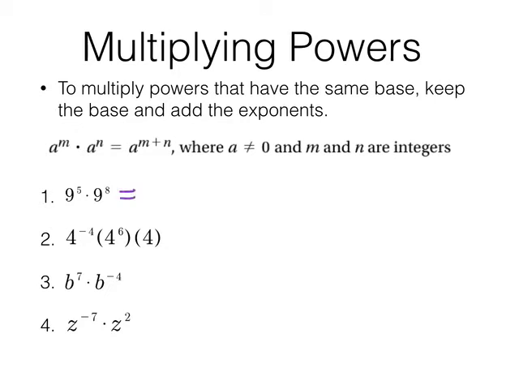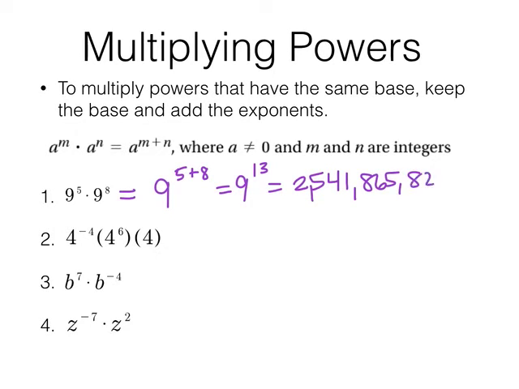So for this first one, we're going to keep the base. So you keep the 9, you add the exponents. 5 plus 8 is 13, and that's 9 to the 13th power. Now for my folks who are pausing and writing it out, that answer comes out to be 2,541,865,828,000. Oh boy.